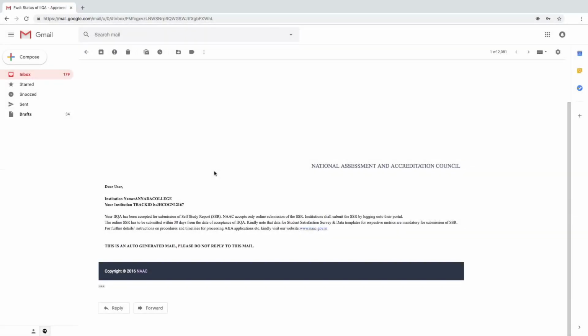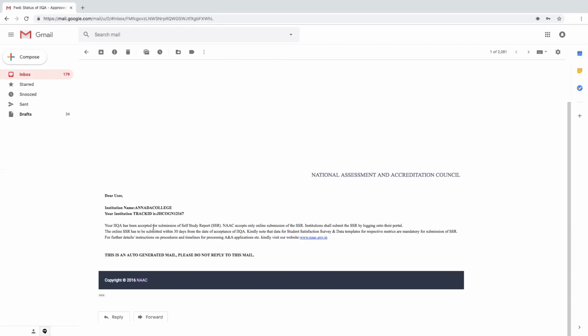Upon the approval of IIQA by NAAC, the HEI will get an auto-generated email from admin NAAC communicating the acceptance of IIQA. This is also to let the institution know that the SSR for their institution can be accessed through the HEI portal. Hence, the institution may start filling the SSR. The email also will state that the IIQA has been accepted for submission for the self-study report.